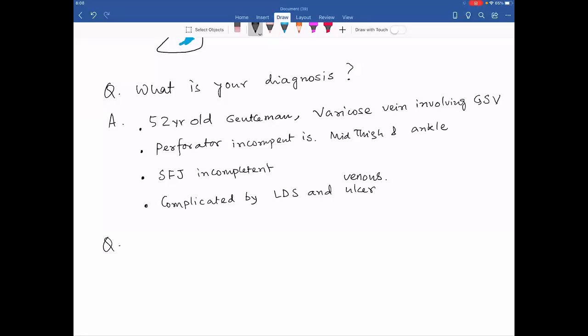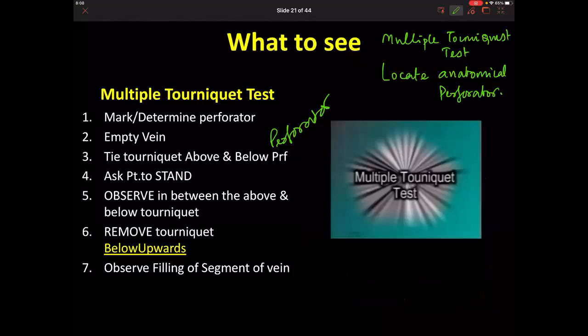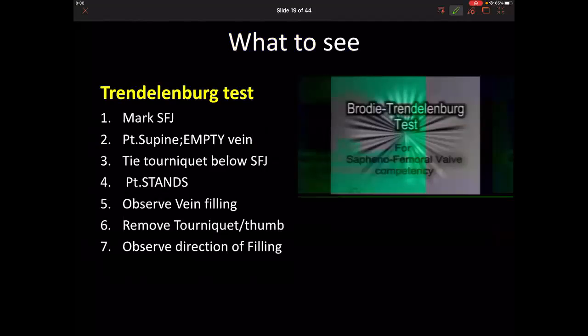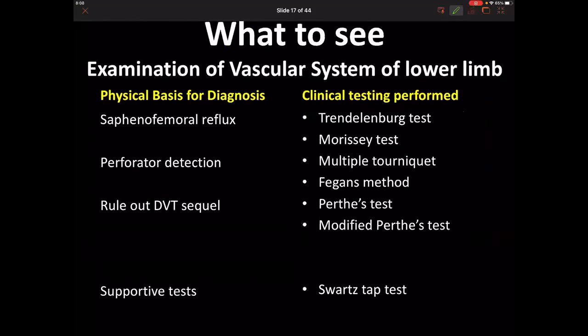Sir, you did not attend the last class. The last class we discussed about it, no, sir? We told about this one. In the last class, we told about something called as the Brody-Trendelenburg test. This test was discussed in details in the last class. And why do we do these tests? Therefore, this is something called as SFJ. Yes, sir. Trendelenburg test. Okay, right. Chalo.